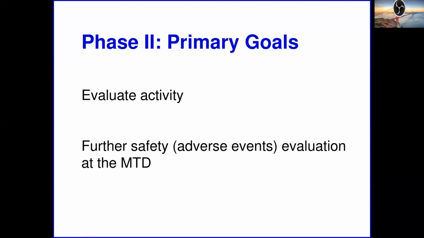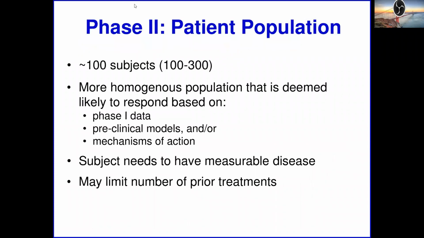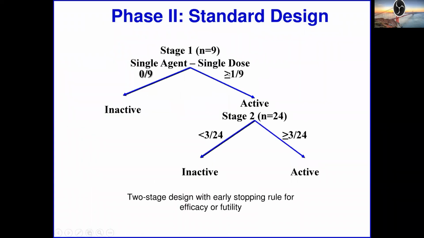So we'll be evaluating the maximum tolerated dose in a specific group of cancers, right? Here the number of patients will be more, and there will be a more homogeneous population. They should have measurable disease, and we will limit the number of prior treatments, right? Normally the phase 2 trials are what we call 2-stage designs.